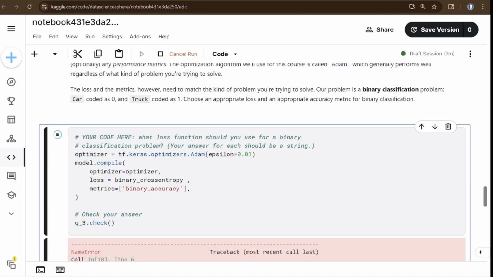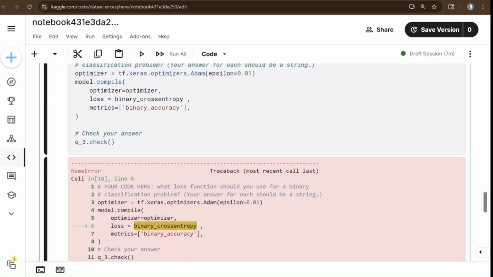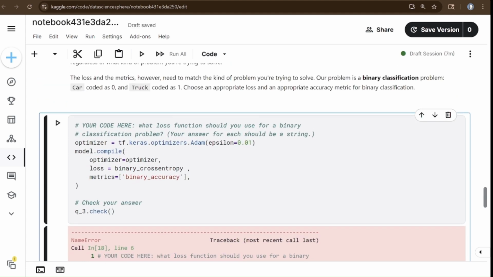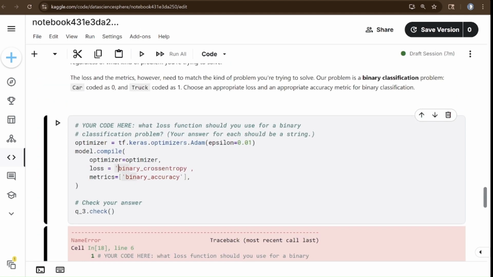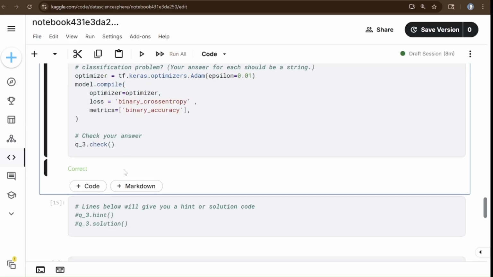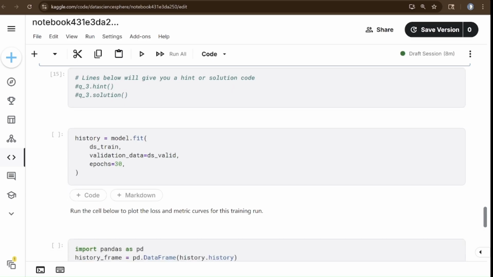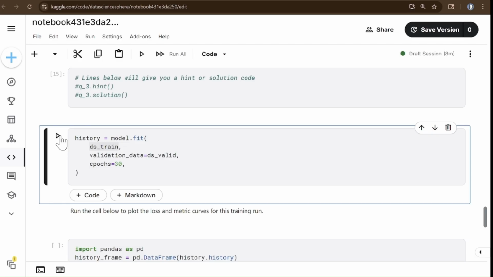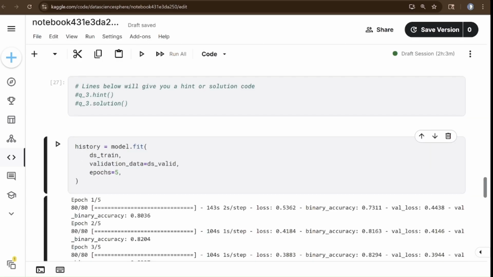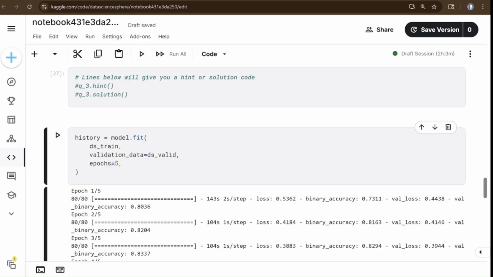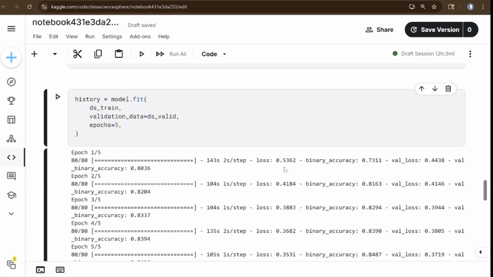Now let's run it. Sorry, binary cross entropy. Fine. Now, history, it will save how the model is performing. So let me run it. Okay, now this is done. Here I have changed the epochs to 5 from 30 because it was taking time. And in every epoch you can see what is the loss, what is the binary accuracy, what is the validation loss, and what is the validation binary accuracy.